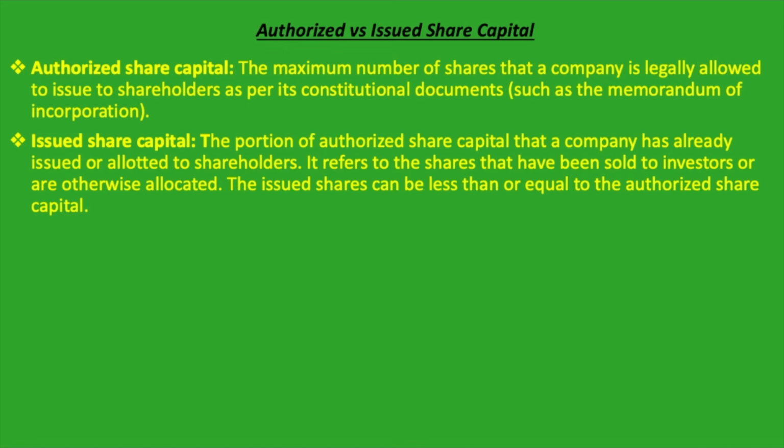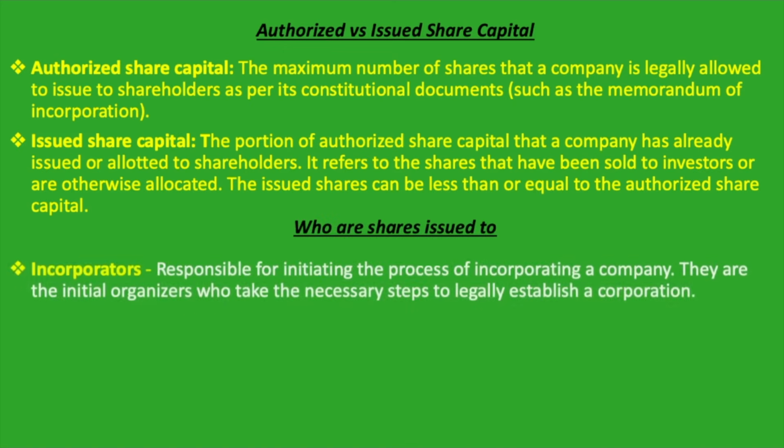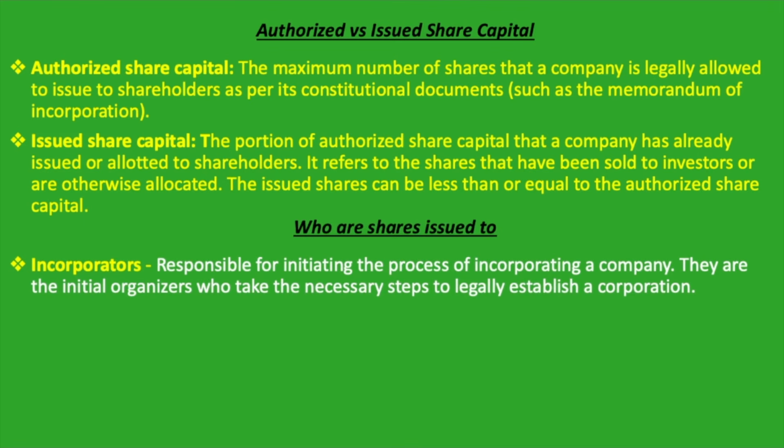But when you're issuing shares, who are you issuing the shares to? Well, let's look at that. Who are the shares issued to? Well, firstly, the incorporators. Who are these? These are those who are responsible for initiating the process of incorporating a company. They are the initial organizers who take the necessary steps to legally establish a corporation. In other words, these are the people who started the company. We call them incorporators. Now, you will note that when we will do the general journal accounts and the shares are being issued to incorporators, those who started the company, you will see how you account for them. So we'll look at that example shortly.